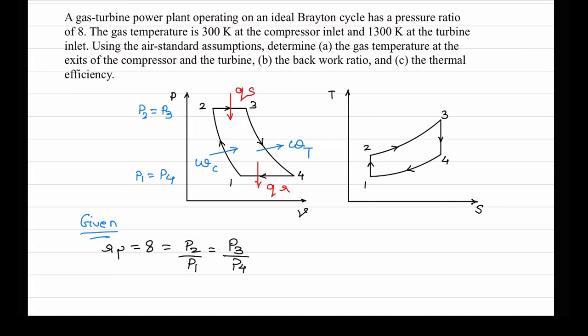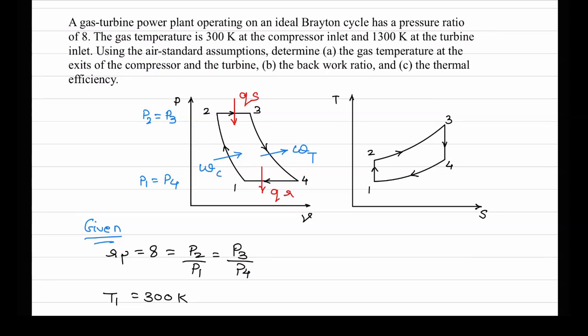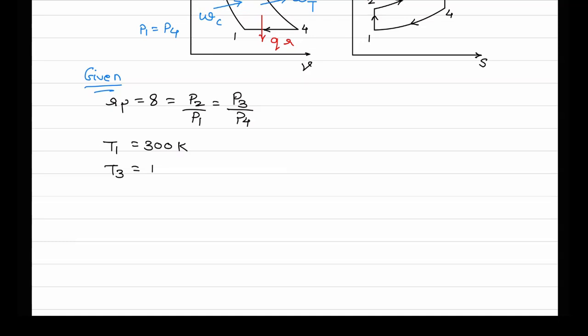Next data. The gas temperature is 300 Kelvin at the compressor inlet. Now the compressor inlet is point 1. So T1 is 300 Kelvin. And then 1300 Kelvin at the turbine inlet. The turbine inlet is point number 3. You can observe here process 3 to 4 is the turbine. So the turbine inlet temperature is 1300 Kelvin, meaning it is point 3. So the T3 value has been given. T3 is 1300 Kelvin.